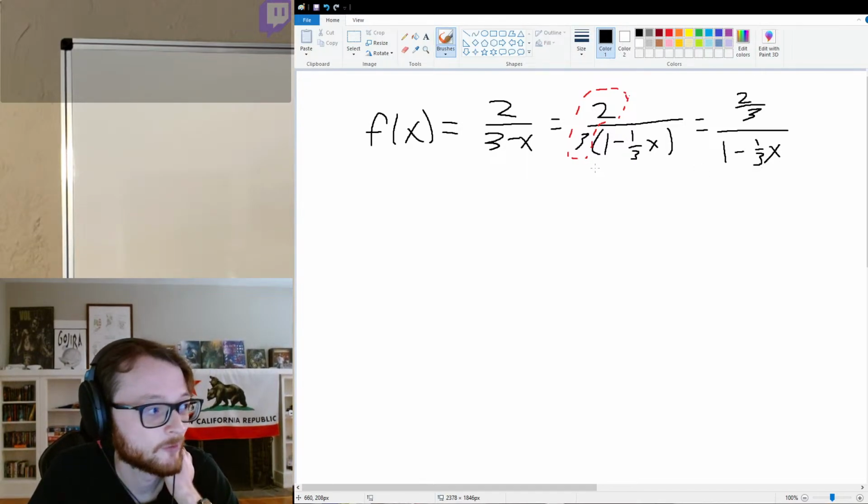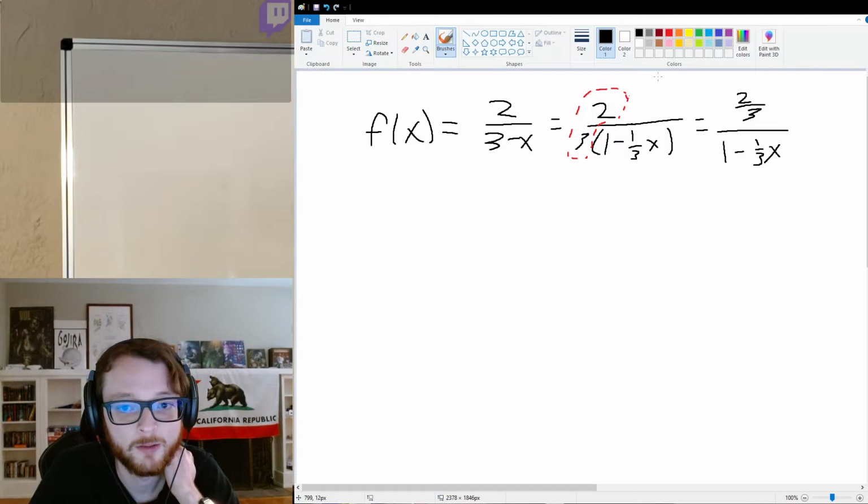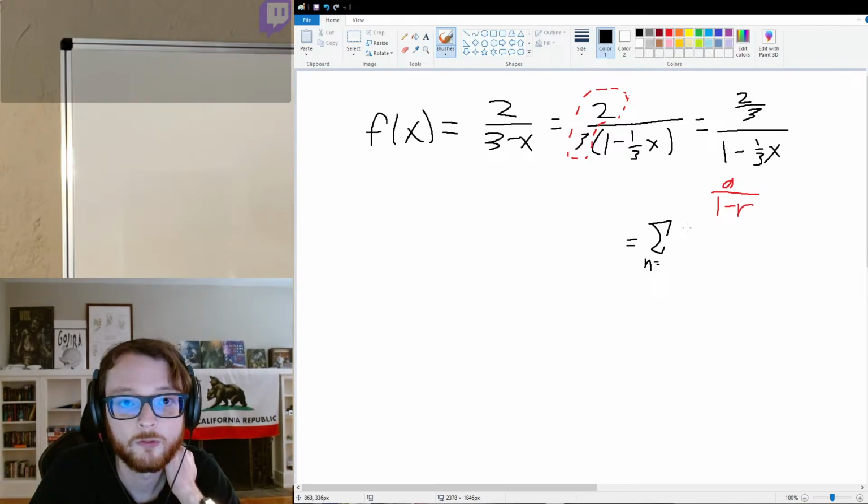You don't actually have to do that if you don't want, but I am trying to make it clear why we are now in the a over 1 minus r form. And we know what a geometric series looks like since we know what a and r are. I always forget, but it shouldn't matter if we start from 1 or 0, as long as we're consistent.